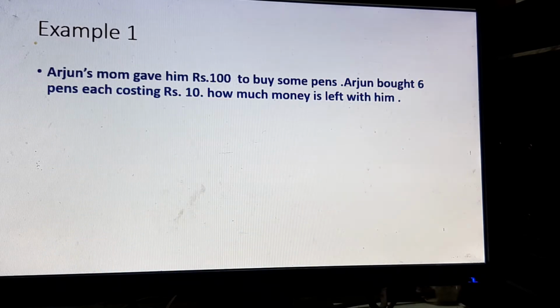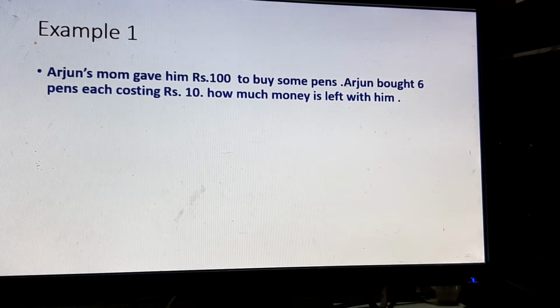Okay. So first question. Arjun's mom gave him rupees 100 to buy some pens. Our Arjun likes to go to the shop to buy things, isn't it? So his mother is giving him 100 rupees and saying, "Go son, buy some pens." Now when Arjun bought, he liked 6 pens. So he bought 6 pens, each costing rupees 10. So the cost of each pen was how much? 10 rupees. So how much money is left with him?